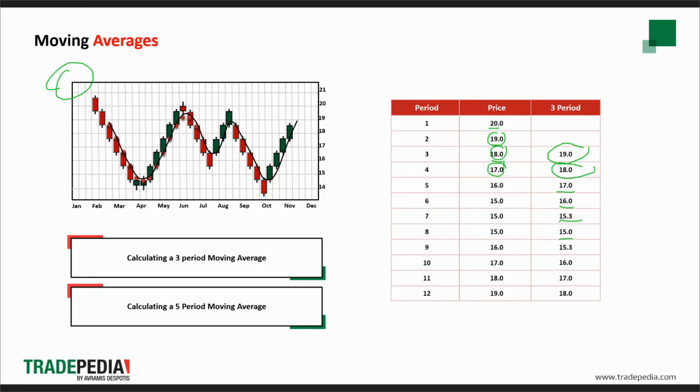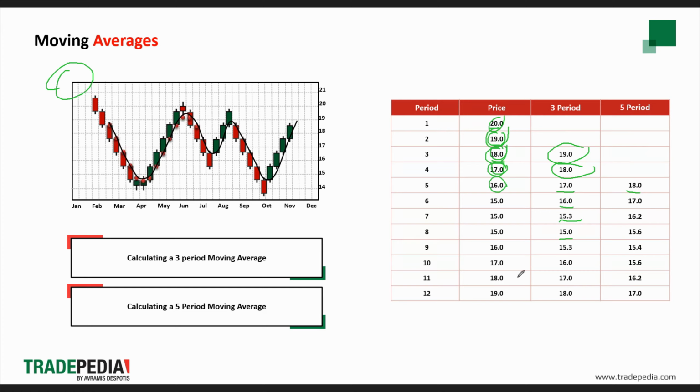So if you are to calculate a 5-day moving average, your period has changed. The period that you are calculating the moving average over has changed. You would just average the past 5 days. So for a 5-day moving average, on the 5th day you have 1, 2, 3, 4, and 5, the last 5 days. You divide it by 5, and that would be 18. That will be your 5-day moving average.